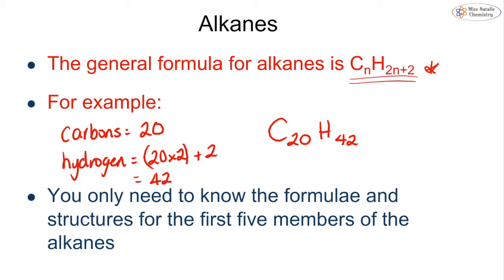Now with regards to the formula and structures and names, you're only required to know by heart the first 5. Now you may get asked about alkanes with 6, 7 or 8 or even all the way up to 10 carbons. However, you will not be expected to know the structures of those. You will be able to work them out, of course, using logic. However, you would be given all of that information in an exam. So don't worry about that. You're only expected to know the first 5. So let's have a look at these.